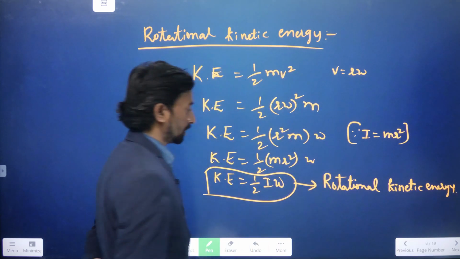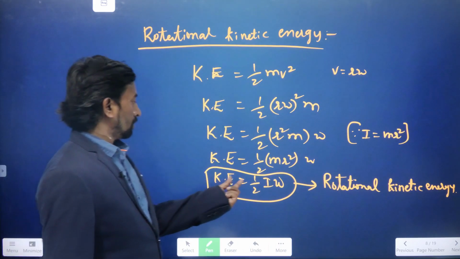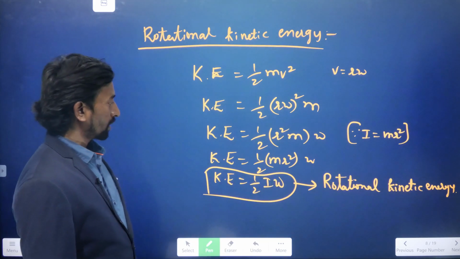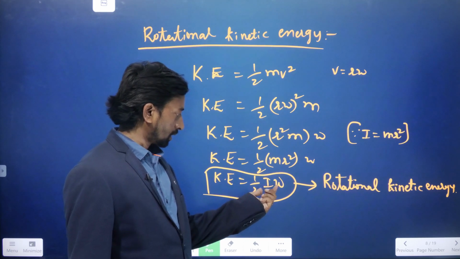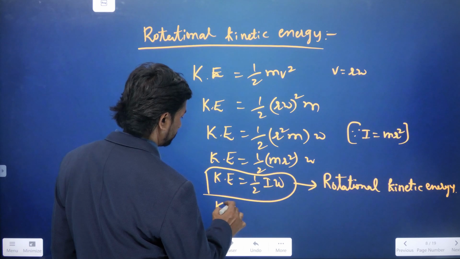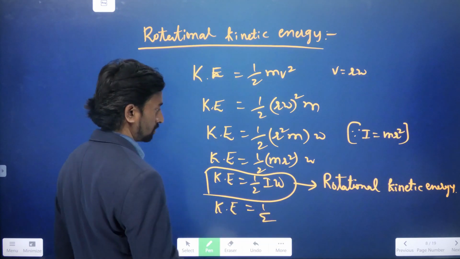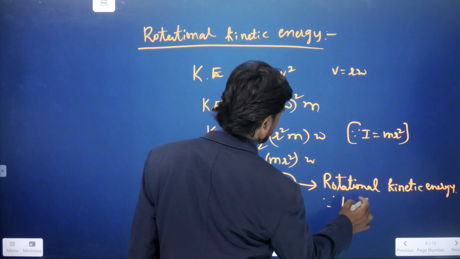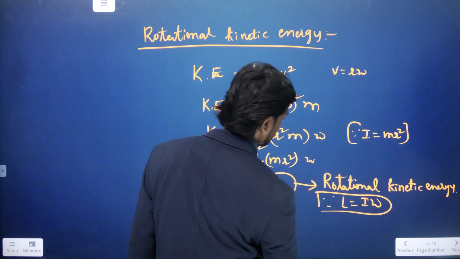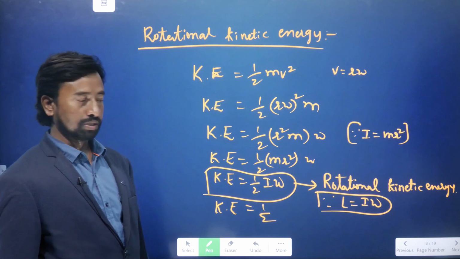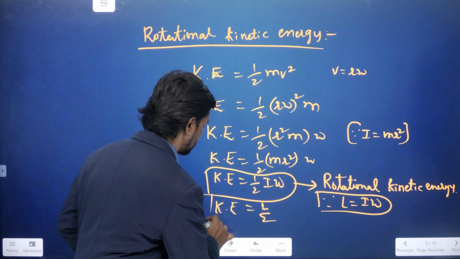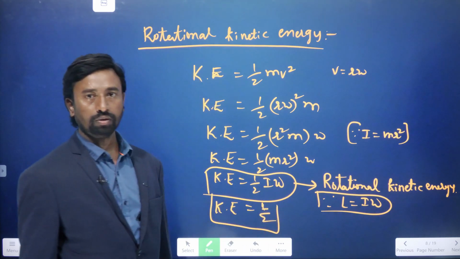The expression for the rotational kinetic energy is half into I omega square. This half I omega can also be written as half into L omega, because L is equal to I into omega, the relation between the angular momentum and the moment of inertia. So we can write it like this also.